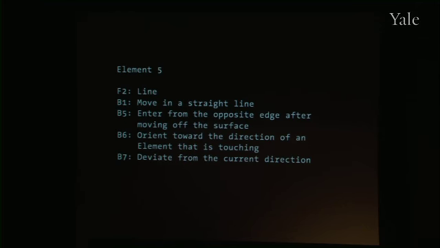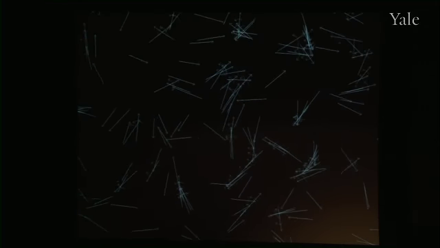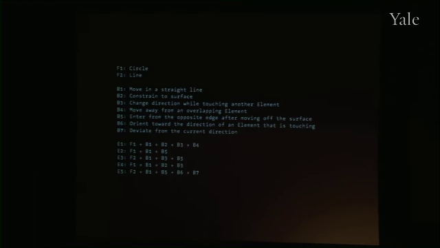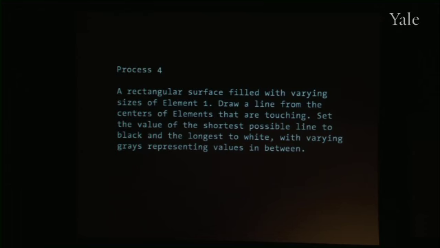Element 5 uses a line as its core geometry and has two new behaviors. Orient toward the direction of the element that it's touching and deviate from the current direction. So over time, they begin to aggregate together as they assume or average their orientations. This is the full library that I have at this point. It's very minimal, very constrained, but I'm capable of doing a lot with it. It's kind of the property of this process.